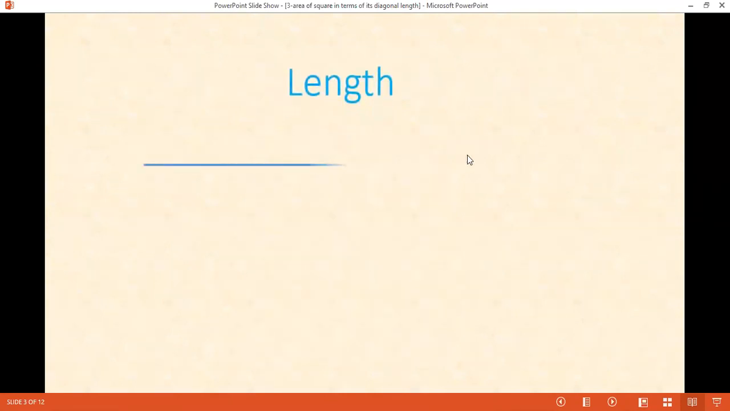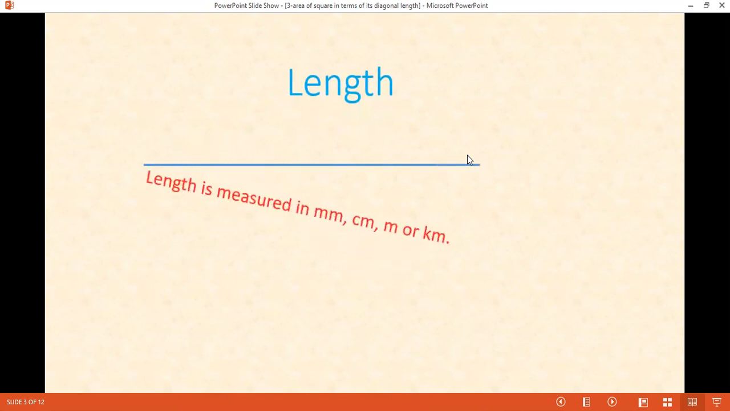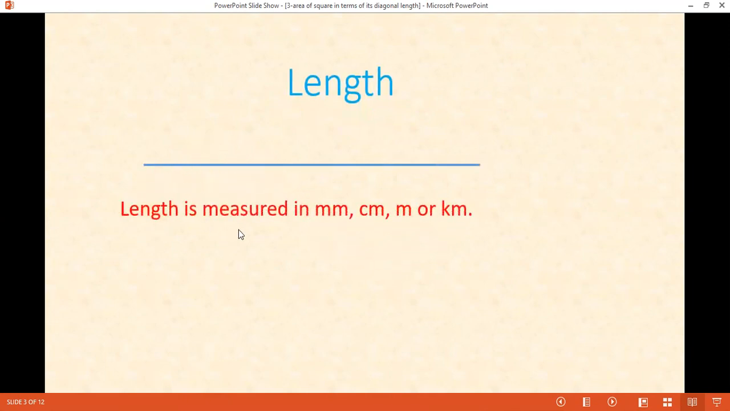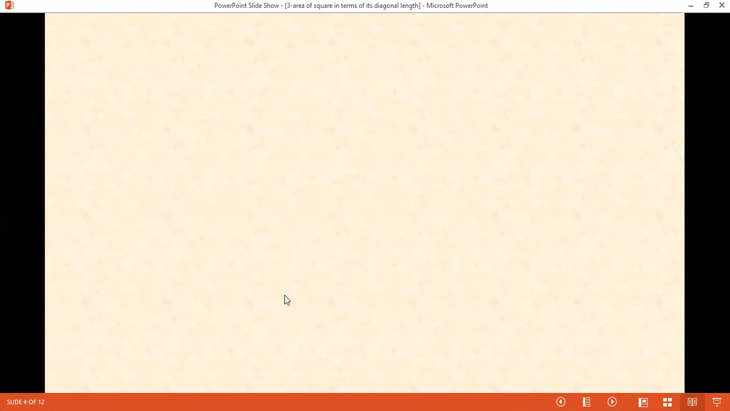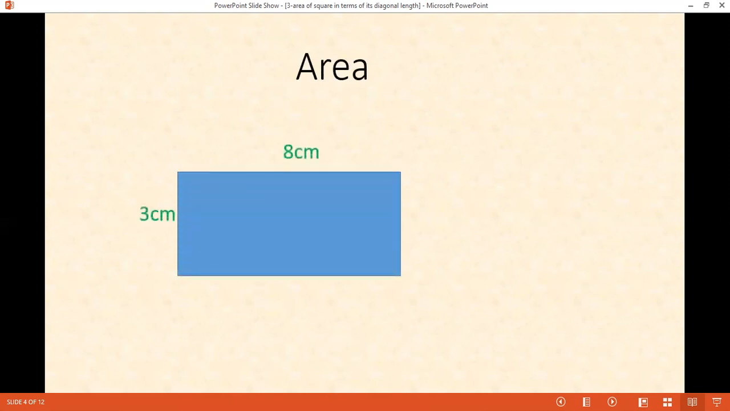Okay, what is the length? It's the measurement. Here, length is measured by what? Millimeter, centimeter, meter, and kilometer. If I have something like this, it's about 1 centimeter. And what about the area here?